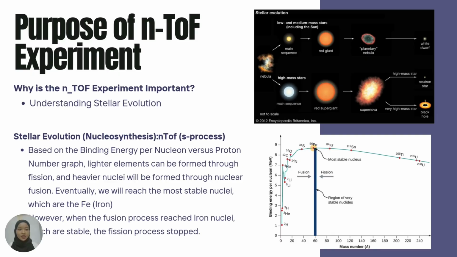I'm going to explain the purpose of the n-ToF experiment. So why is the n-ToF experiment important? Because it helps in understanding stellar evolution. Stellar evolution can be traced through nucleosynthesis, which includes the s-process. Based on the binding energy per nucleon versus proton number graph, lighter elements can be formed through fusion and heavier nuclei through nuclear fission. Eventually, we reach the most stable nucleus, which is iron.